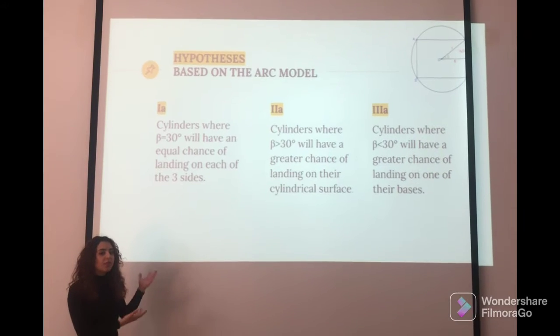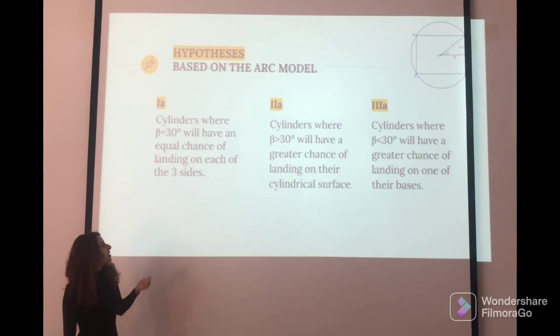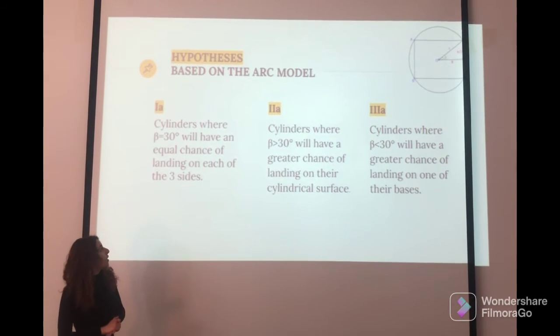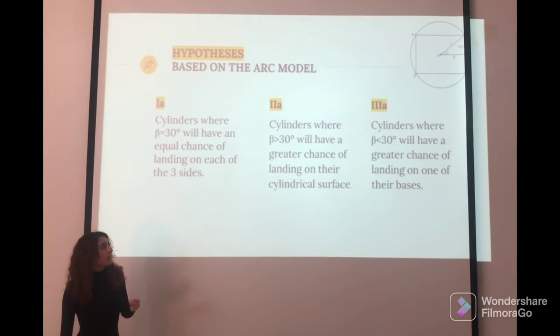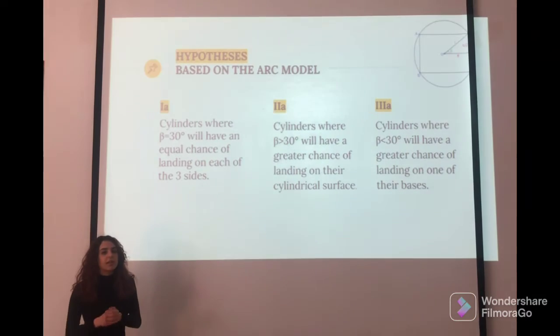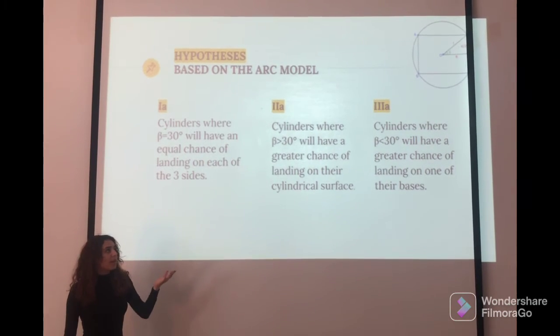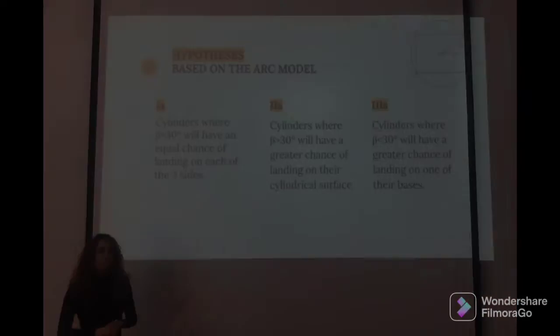These are the hypotheses that we formed based on the arc model, which was the first theoretical model. The first states that cylinders where B equals 30 will have an equal chance of landing on each of their 3 sides. The second states that cylinders where B is greater than 30 will have a greater chance of landing on the cylindrical side, whereas cylinders where B is less than 30 will have a greater chance of landing on one of their bases.